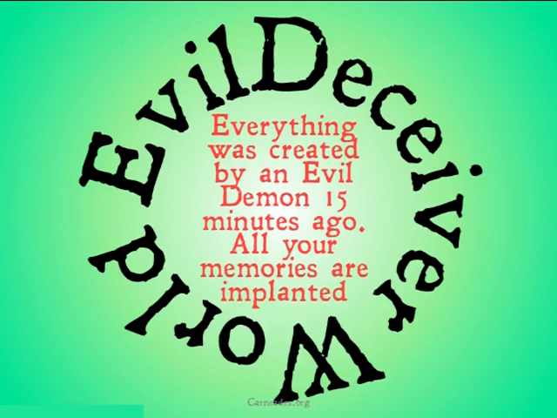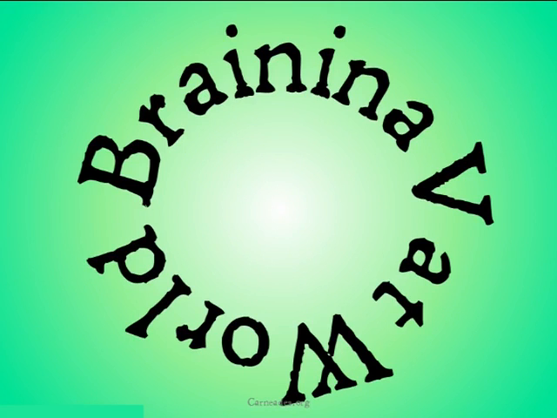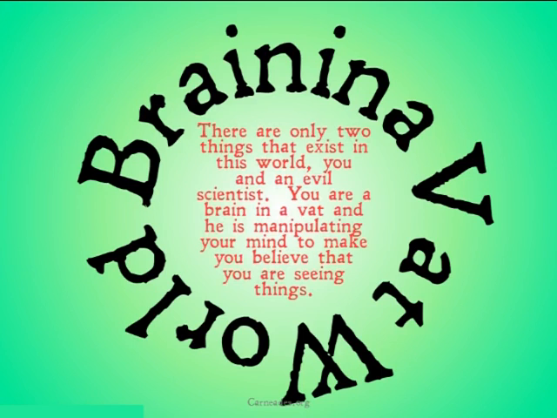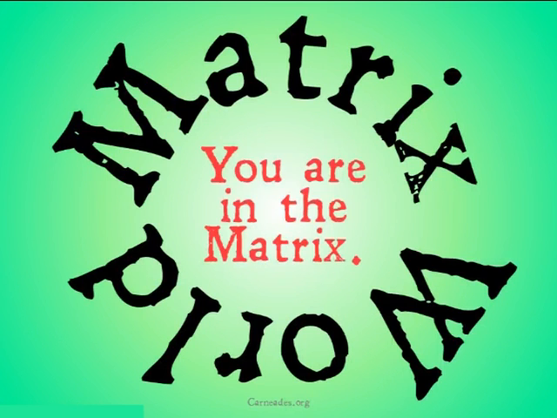All your memories are implanted. Everything you see is an illusion. There is another identical world that is exactly that. If we're teaching the first two worlds in science classrooms, we should be teaching this world as well, and teaching that possibility. Similarly, there's another world where you're a brain in a vat. In fact, there are only two things that exist in this world. You and an evil scientist. You are a brain in a vat, and he's manipulating your mind to make you believe that you are seeing things and experiencing things. There's also another world where you're in the Matrix.